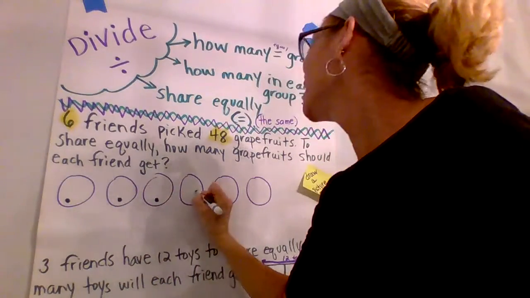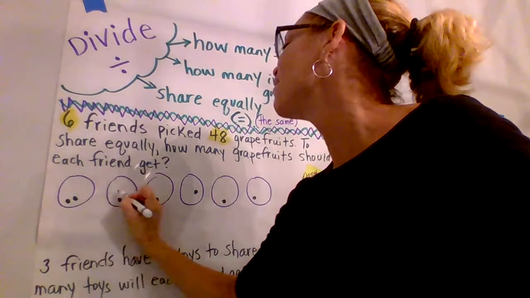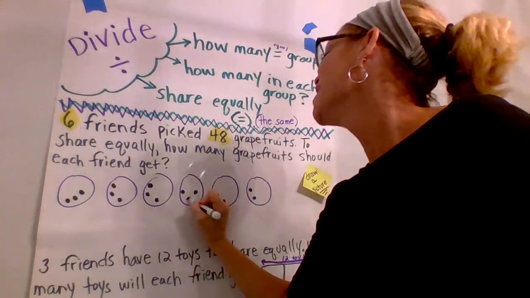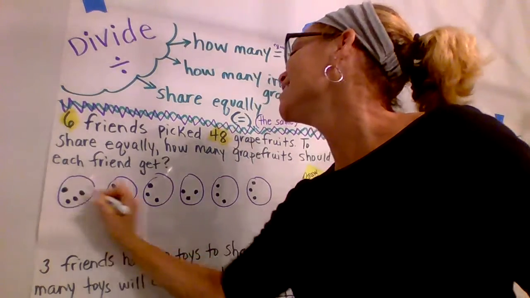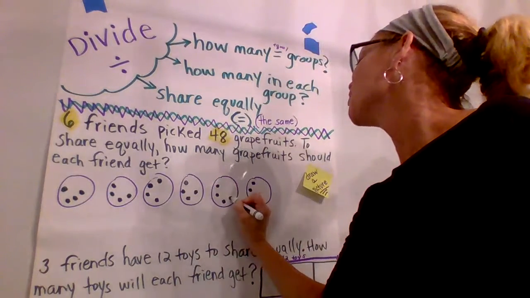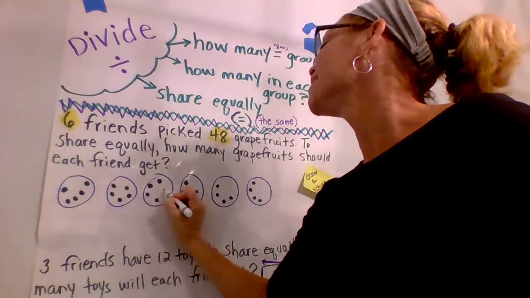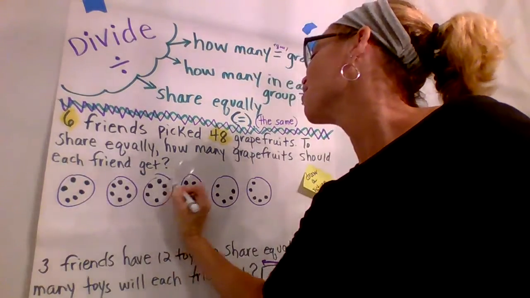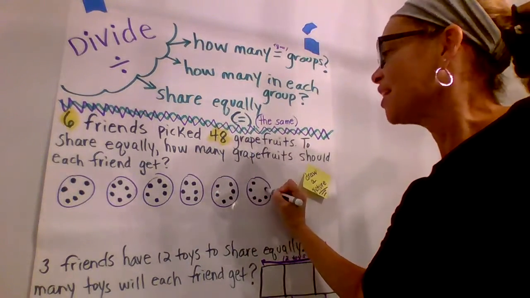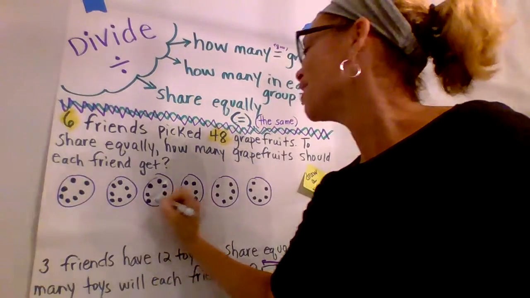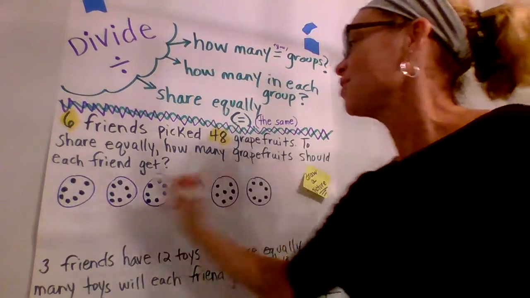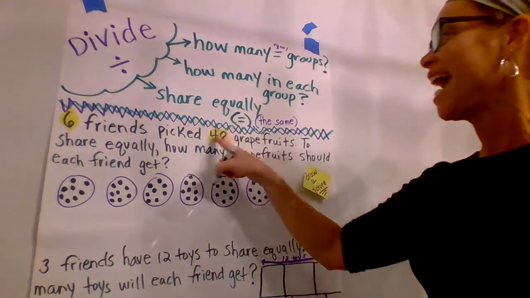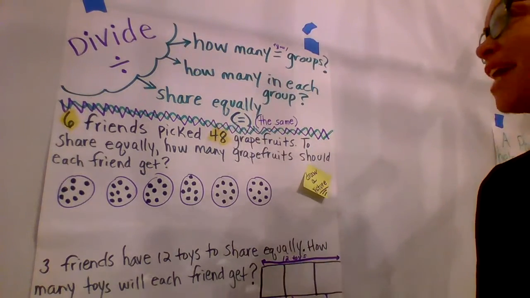1, 2, 3, 4, 5, 6, 7, 8, 9, 10, 11, 12, 13, 14, 15, 16, 17, 18, 19, 20, 21, 22, 23, 24, 25, 26, 27, 28, 29, 30, 31, 32, 33, 34, 35, 36, 37, 38, 39, 40, 41, 42, 43, 44, 45, 46, 47, 48. Okay, well, how many friends do we have?